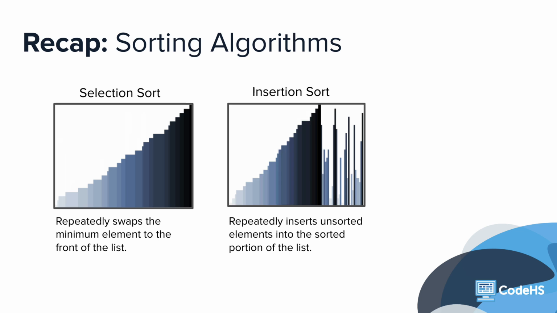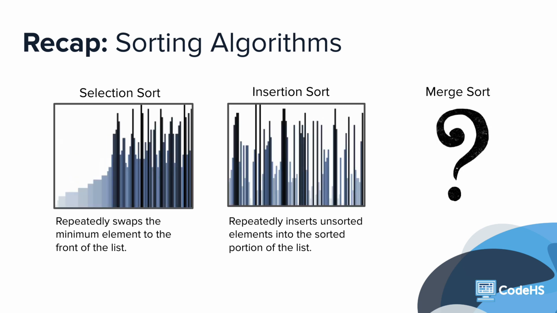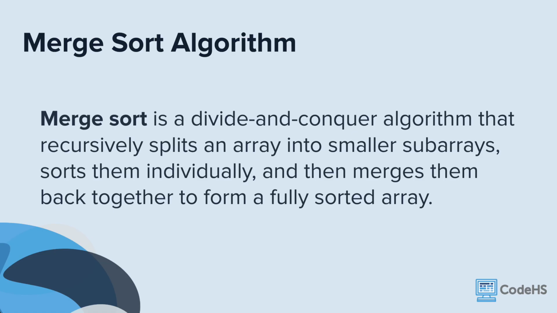In this lesson, you're going to learn about one more sorting algorithm, merge sort, but instead of constructing it with loops, you're going to use recursion. Merge sort is a divide and conquer algorithm that recursively splits an array into smaller subarrays, sorts them individually, and then merges them back together to form a fully sorted array. Let's take a look at a graphical representation of this process.